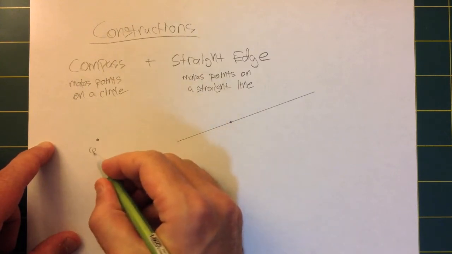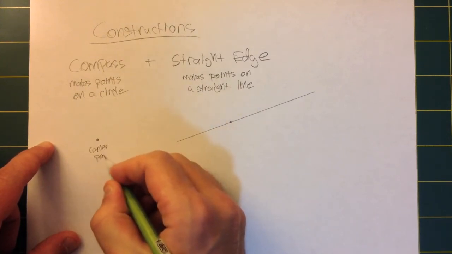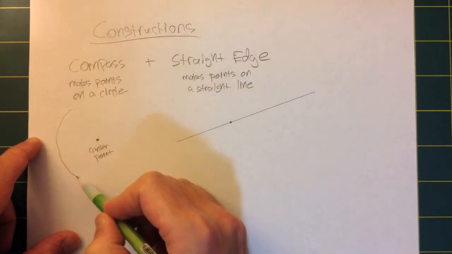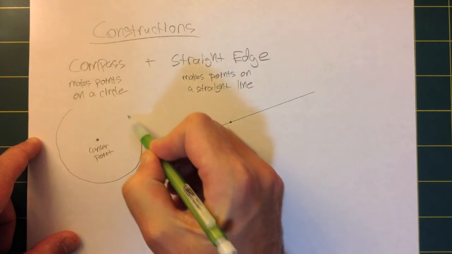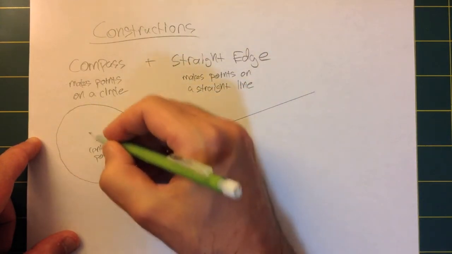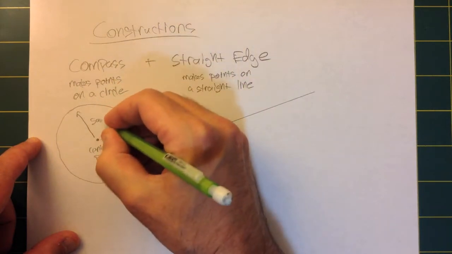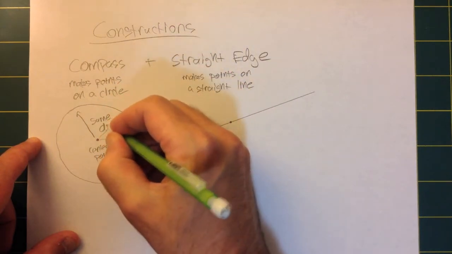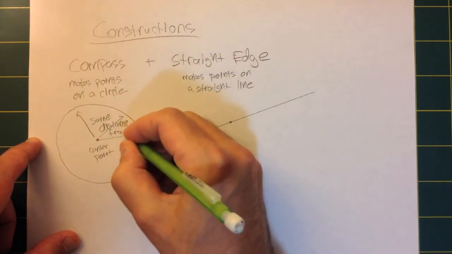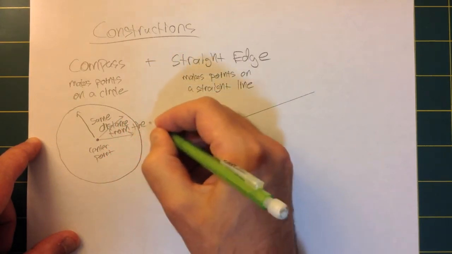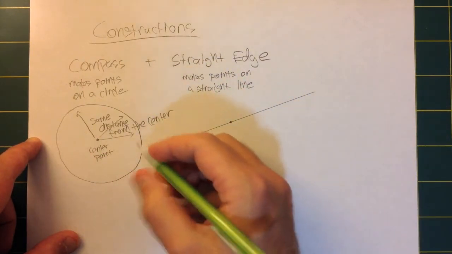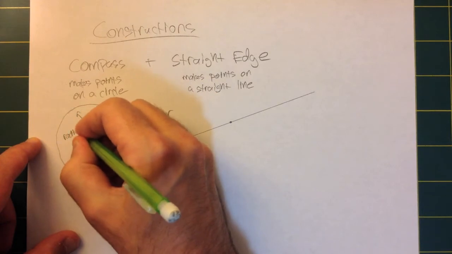A circle starts with a center point, and then a circle consists of points that are all the same distance from the center. And our word to describe that distance, of course, is radius.